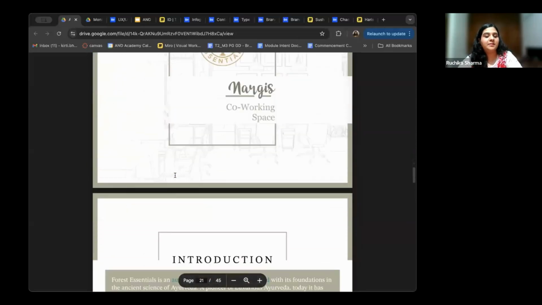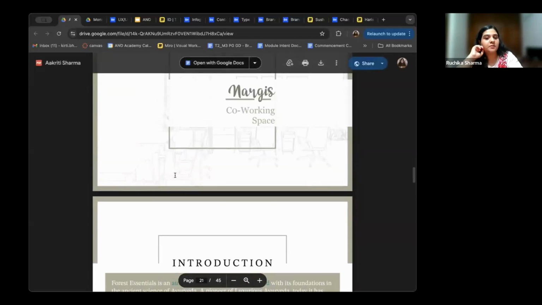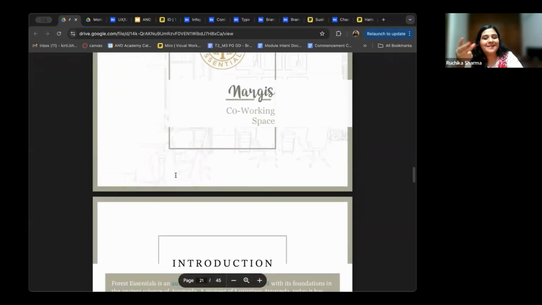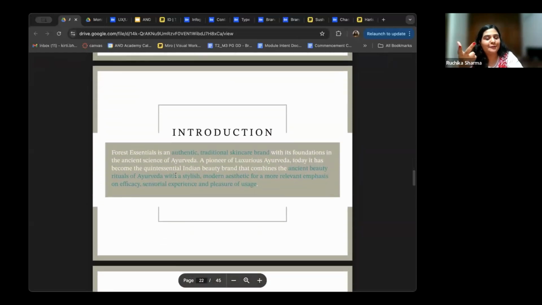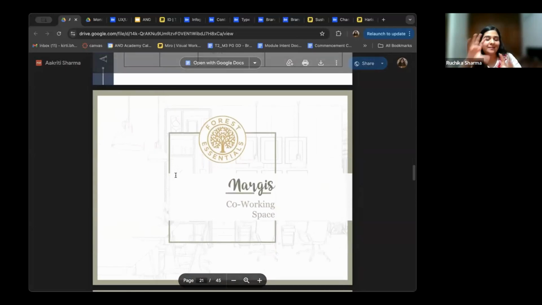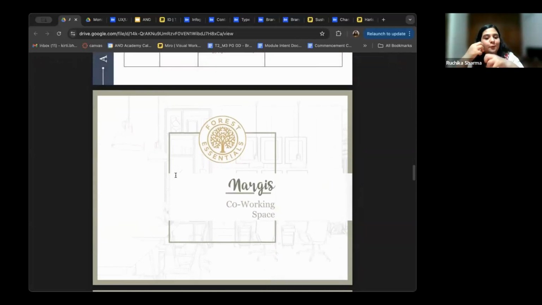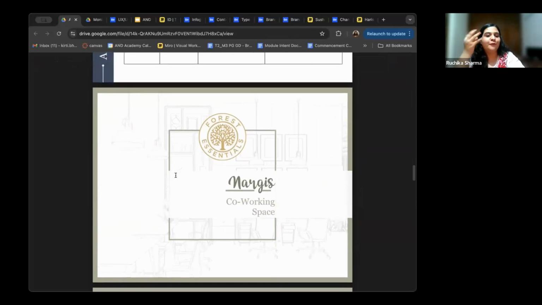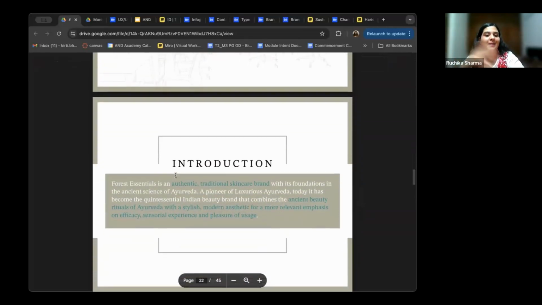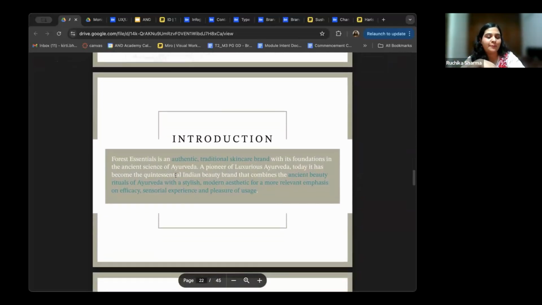Okay, yes. So this commercial project was a co-working space called Nargis. Nargis is the daffodil flower, if everybody knows. What they wanted to do was take a brand and then convert that brand into a physical space. Or if Forest Essentials were to have a co-working space attached to their boutique stores, what would it look like? So this is an extension of that project.